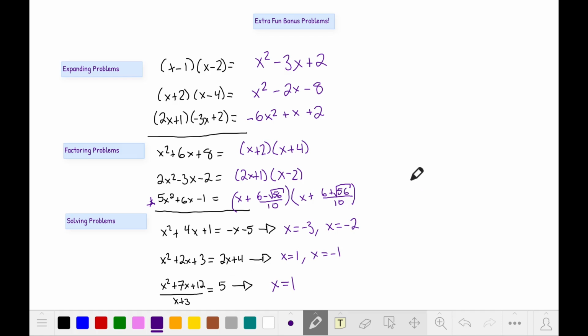Now, that's everything for us today. I hope that you guys are a little bit more comfortable with expanding, factoring, and just dealing with polynomials in general. Hope you guys have a good rest of your day.